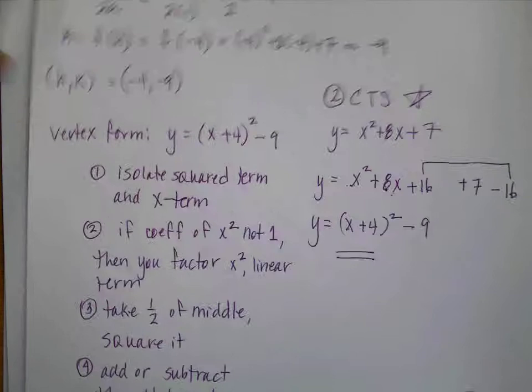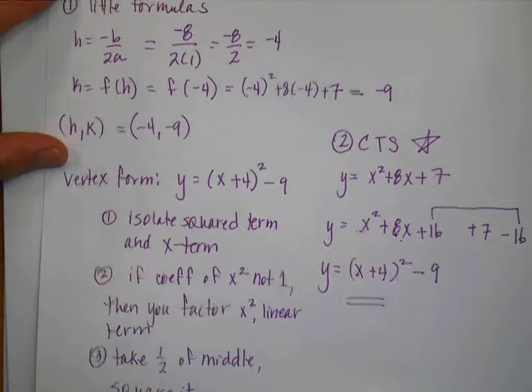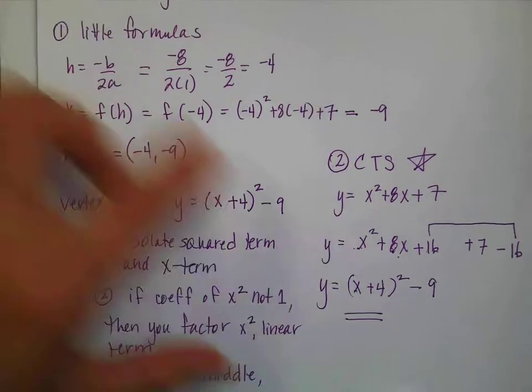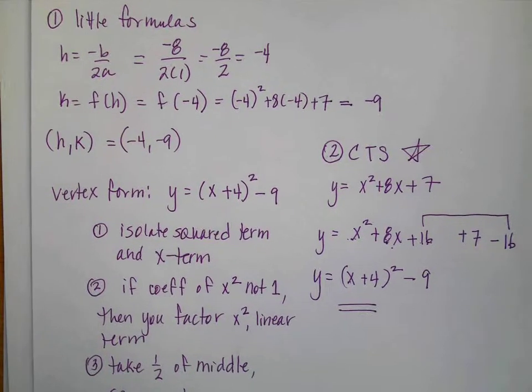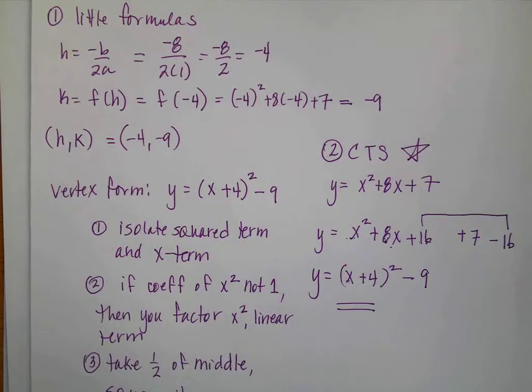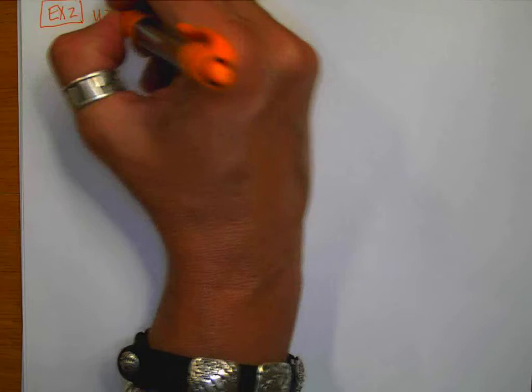So not significantly different. Let me scoot my paper back down. This is how much room it took me to do the little formulas. This is how much it took me to do completing the square. But I think completing the square typically tends to be a lot faster. All right, so let's do another example using completing the square. So this is going to be our second example.